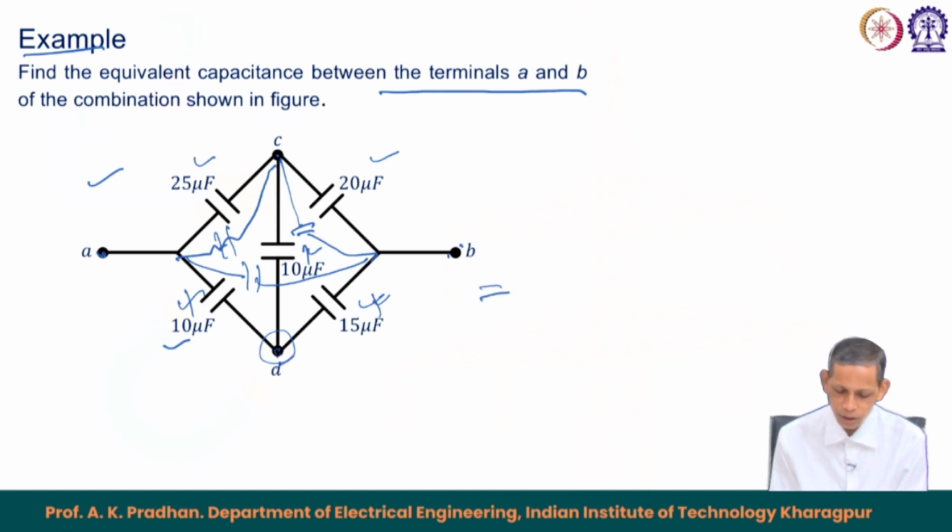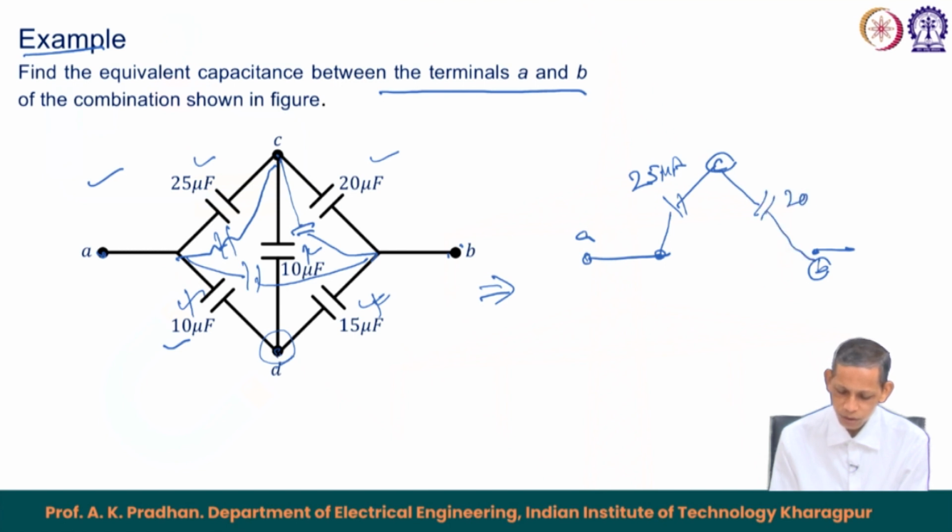So, finally, the circuit becomes like this: we have the A terminal, the B terminal and the C terminal here, and no more D terminal. From the A terminal we have a capacitor of 25 microfarad that will remain untouched, and we have C to B with a capacitance of 20 microfarad that will also be untouched. But we will now remove the 10 microfarad, 15 microfarad and 10 microfarad connected to D. So, in place of this we will have 3 combinations.